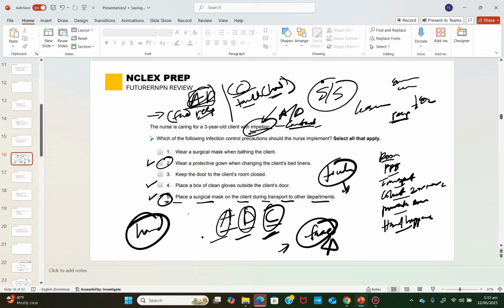So the only correct answers here are 2 and 4, because 1, impetigo, is what? Contact. We don't use surgical masks for contact. Yes, we use gown. Yes, we use gloves. We don't close the room for contact, right? We only close the room for what? Airborne. We don't have to close the room for droplet and contact, but for airborne, you must close the room. So number 3 is not the answer. And number 5 belongs to what? Airborne or droplet. So you can see the answer is only 2 and 4. So make sure you note that.